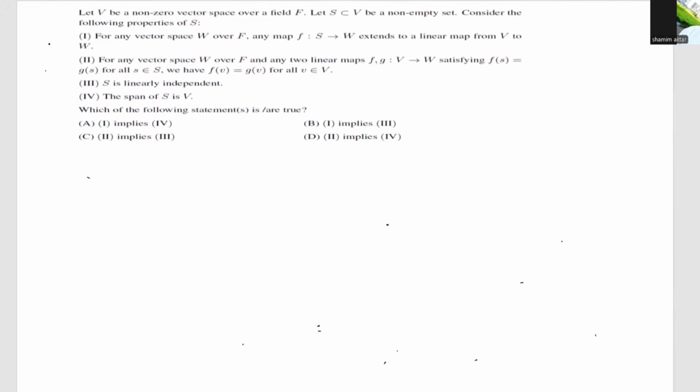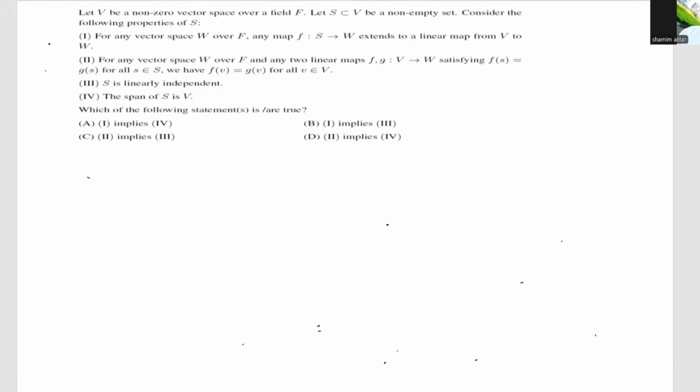Today I will solve a question of JAM exam. The question says that V is a non-zero vector space over a field F and let S be any non-empty subset of V. Then consider the following statements. Here four statements are given, then which of the following is true?